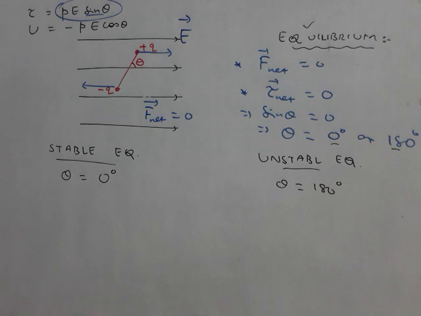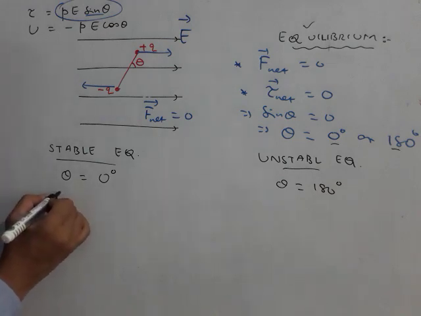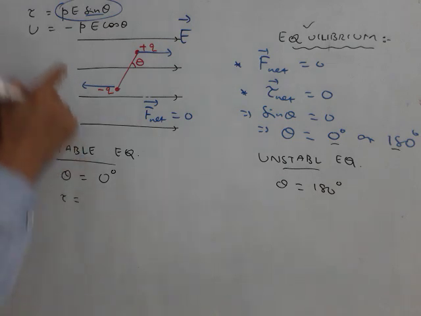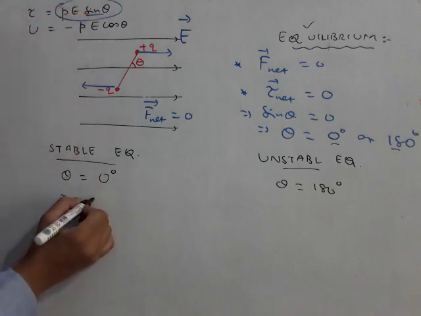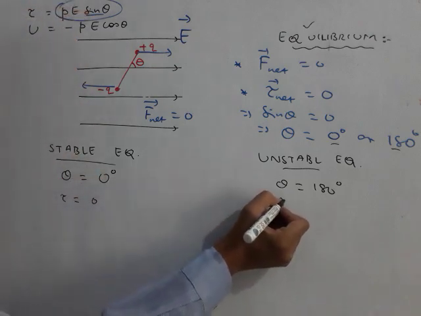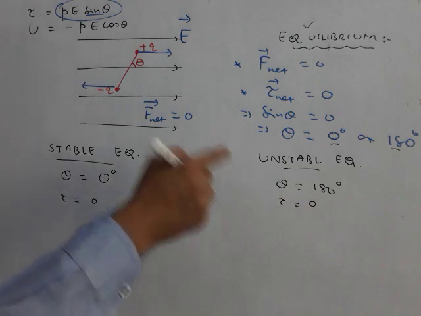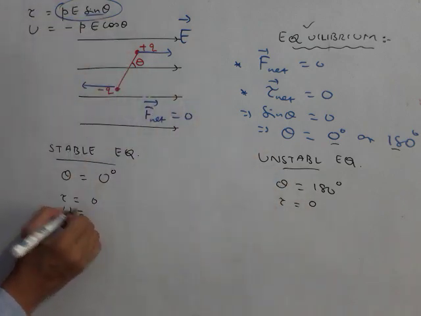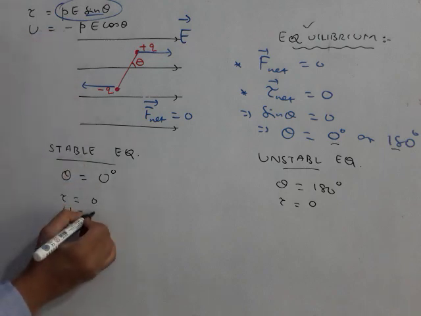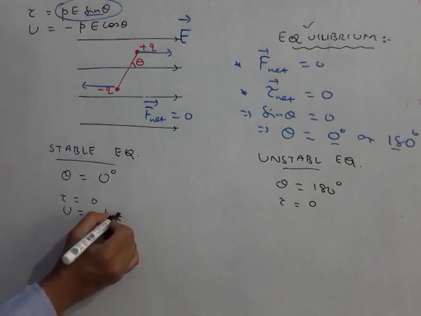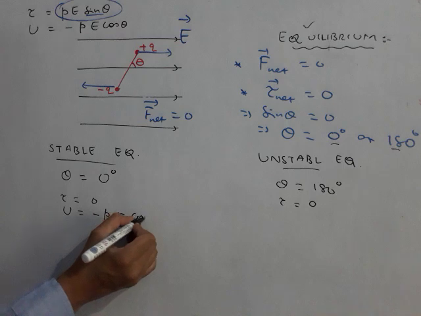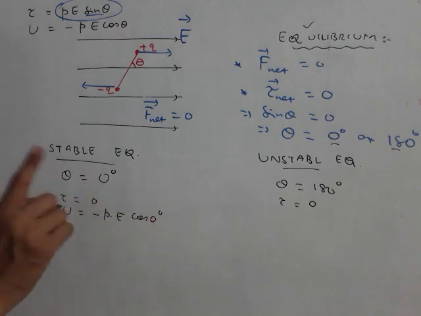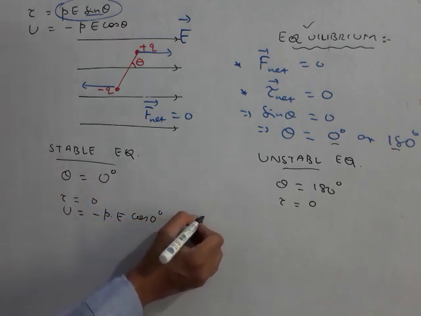So for stable equilibrium, what is the torque? Torque is P times E times sin 0, that is 0. For unstable equilibrium, what is the torque? That is also P times E times sin 180, that is 0. What is potential energy here? Potential energy is minus P times E times cos of 0 degree. Now what is cos 0? Cos 0 is 1. So this becomes minus PE.